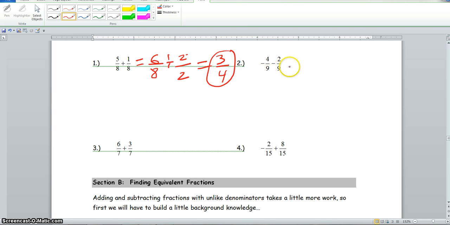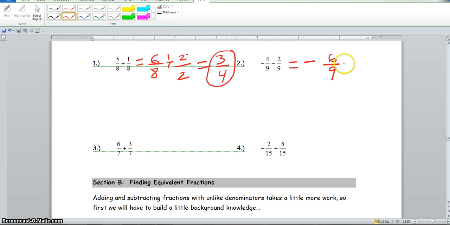Now we go to number 2. We have -4/9 minus 2/9. Now we know whenever we have the same sign and we're adding or subtracting, we carry over the sign. So it'd be negative. Now we have the same denominator, so we'll carry over the denominator, and we'll add the numerators. 4 plus 2 is 6. So now we have a -6/9.